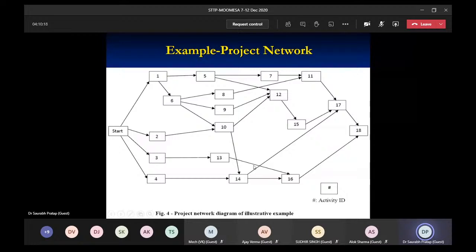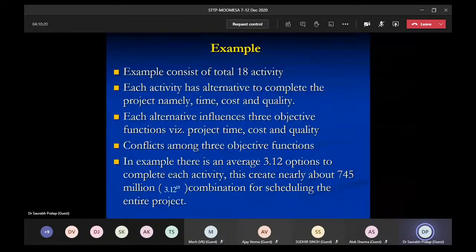Each alternative influences the three objective functions: project time, cost, and quality. You can understand that if the project time is reduced, the cost will also reduce, and if the project time increases, the cost will also increase.